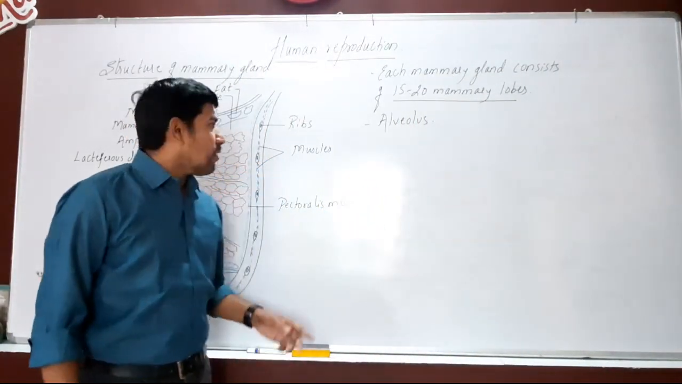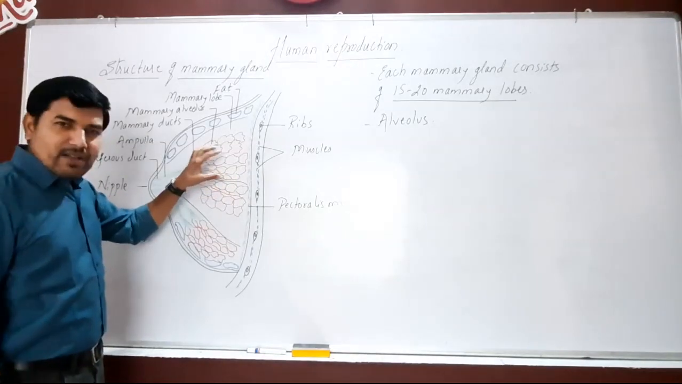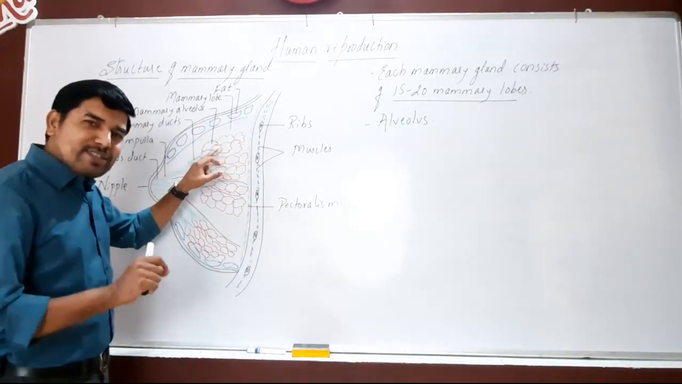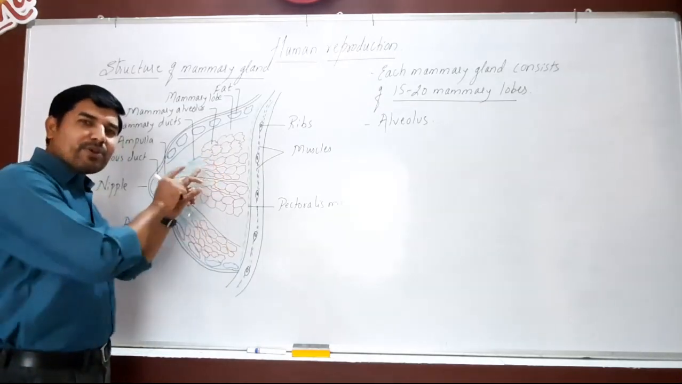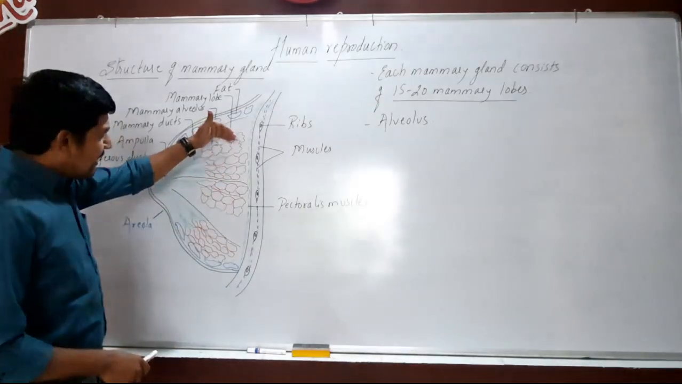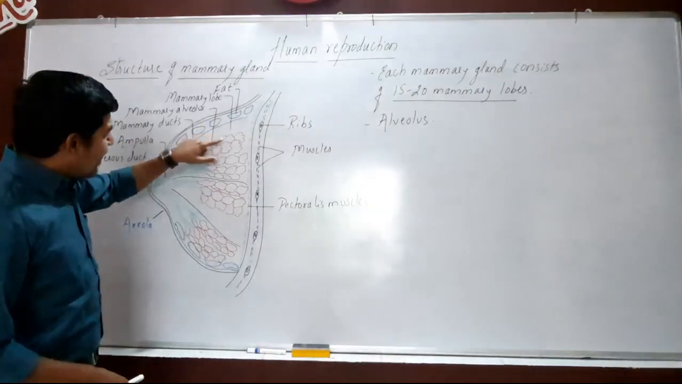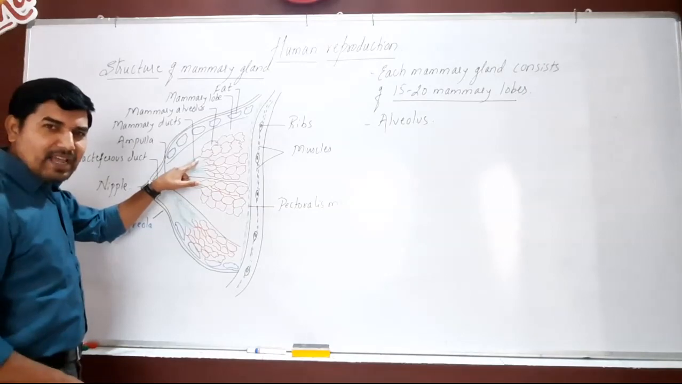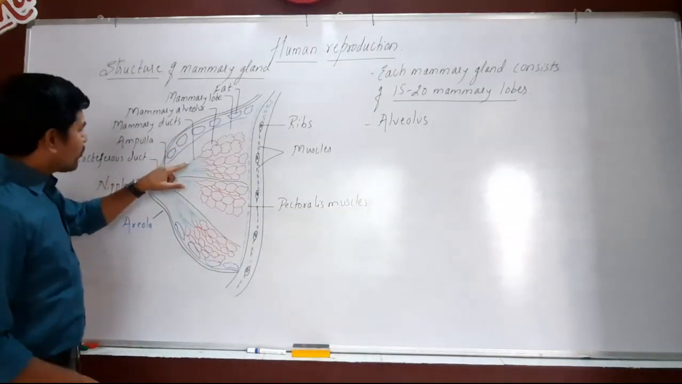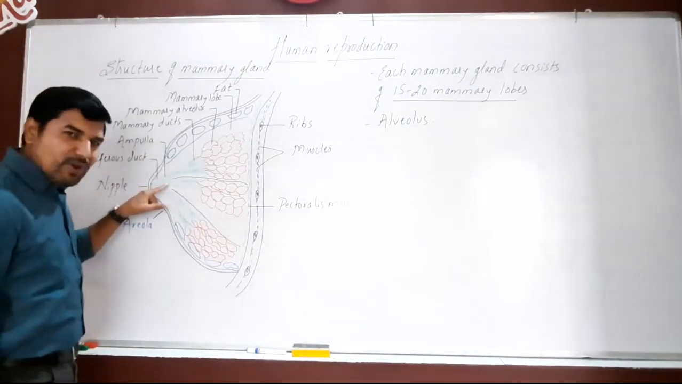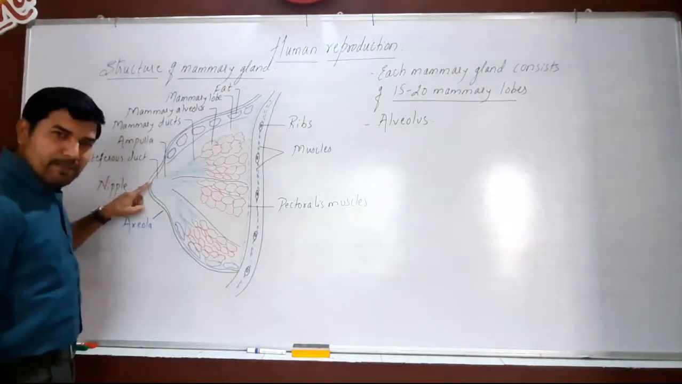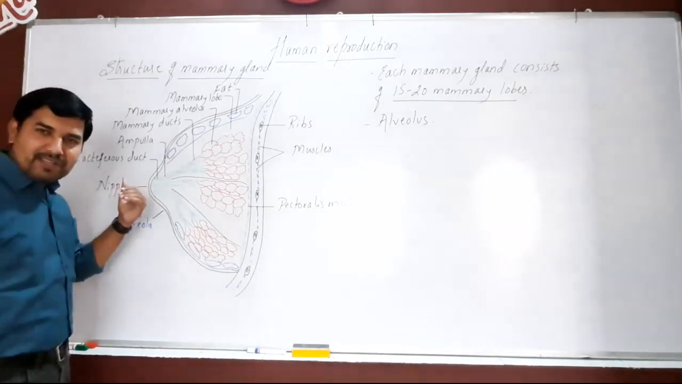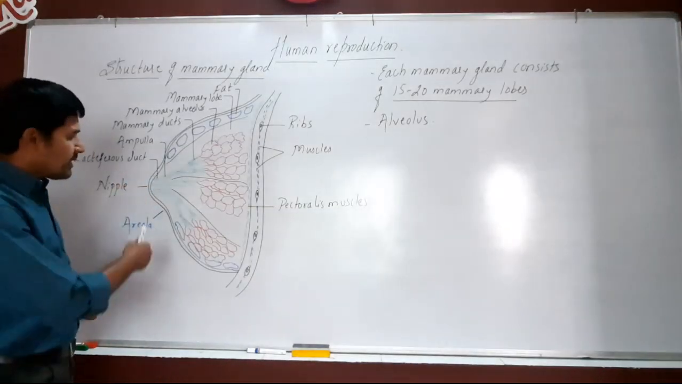Mammary lobes consist of numerous sac-like structures called alveoli, and these alveoli consist of cells, and those cells will produce the milk. And the secretions of these cells are released into the many ducts. Through these mammary ducts, it enters into the ampulla, and through the ampulla, by the lactiferous duct, the milk is ejected out when the baby sucks the mother's milk. So this is regarding the structure.